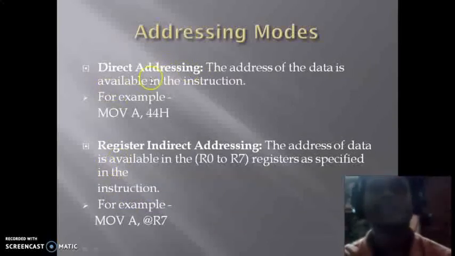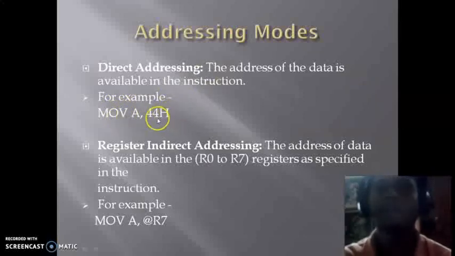Next is the direct addressing mode. Here the address of the data is available in the instruction. For example, MOV A, 44H. So here 44H is a RAM location. Here the content of 44H will be stored into the accumulator. So that is the direct way by which the content can be stored into the accumulator.